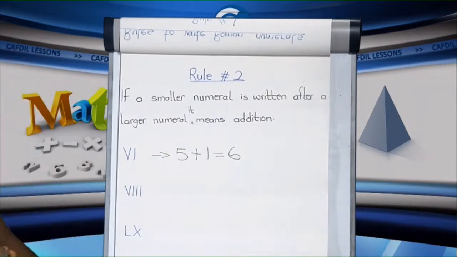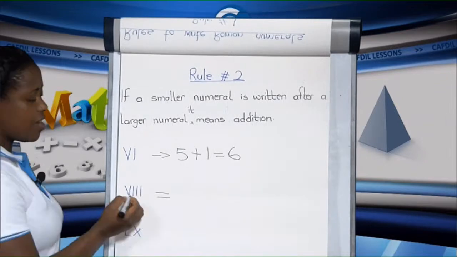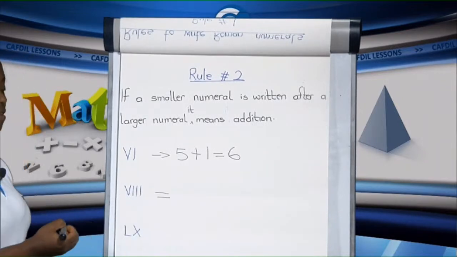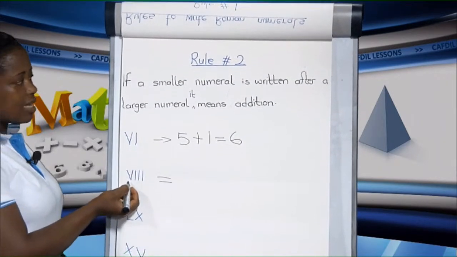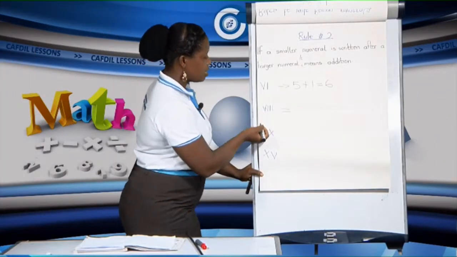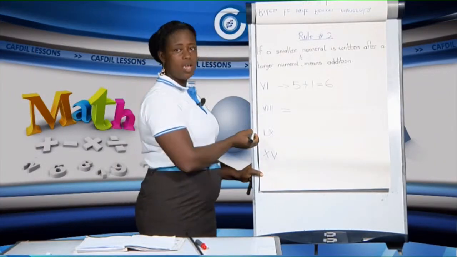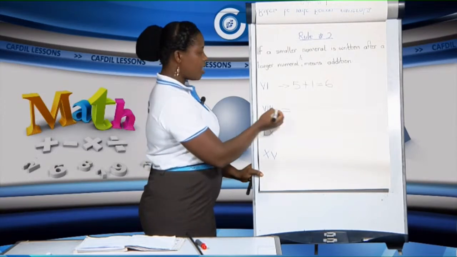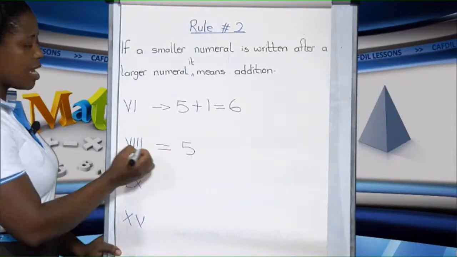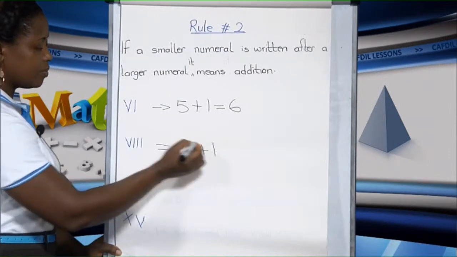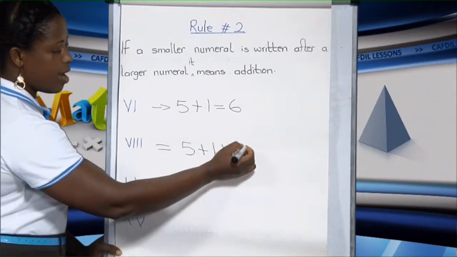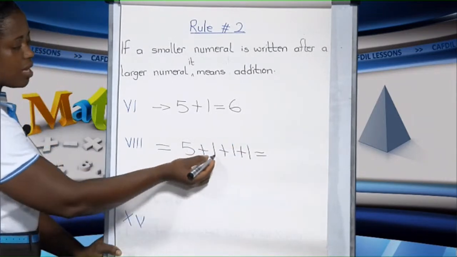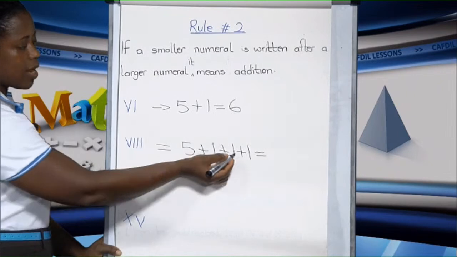Another example. VIII. Let's look at the symbol after V. It is I, 3 of them. So V is 5 and I is 1, and we have 3 of them over here. So we're going to add everything. So 5 plus 1 is 6. 6 plus 1, 7. 7 plus 1, 8.